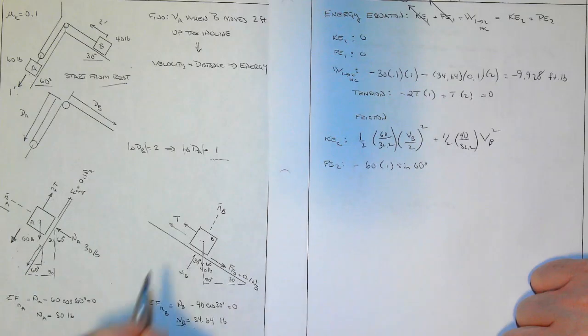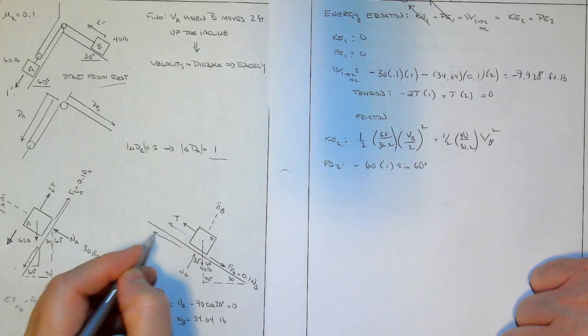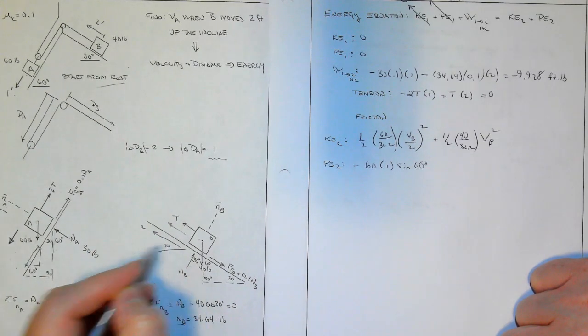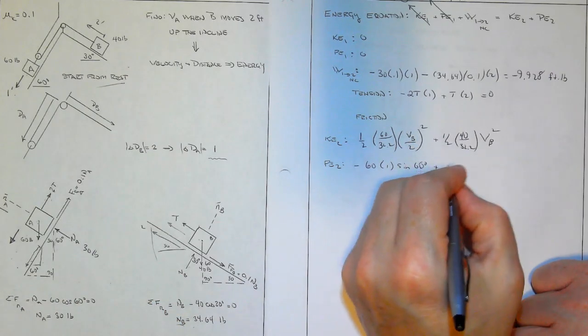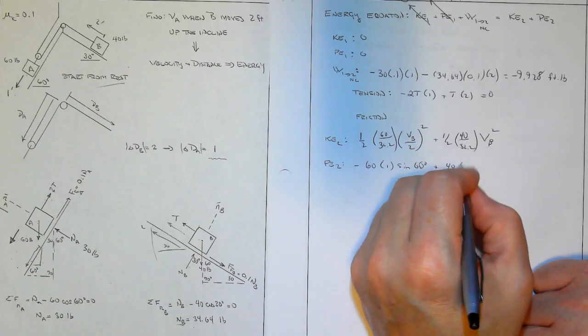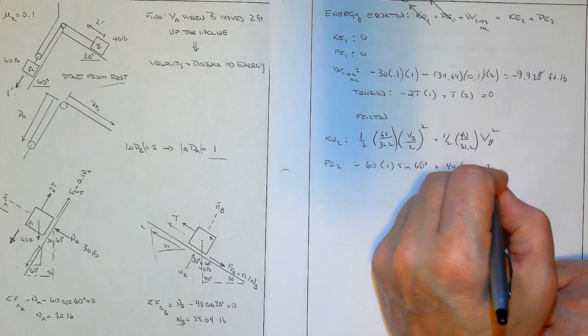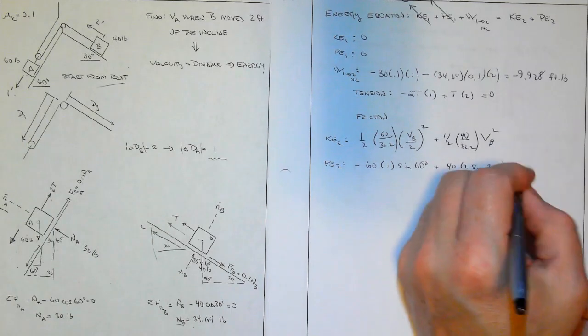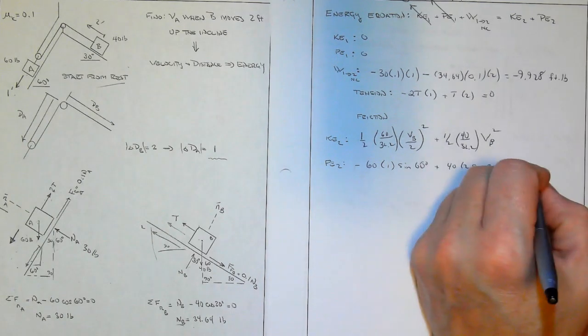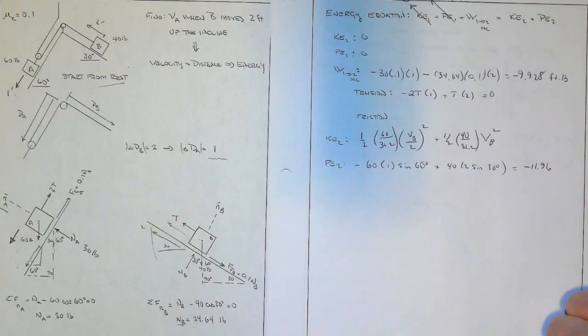By the same token, this is going up 2 feet, and we have that 30 degrees. How high up does it go? So the other side we have 40 pounds, and then 2 sine of 30 degrees. Add all those up, the net is minus 11.96.